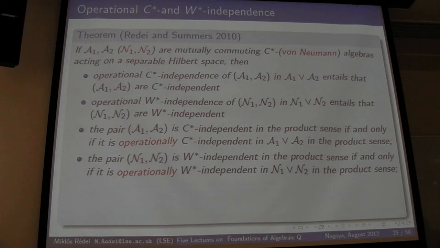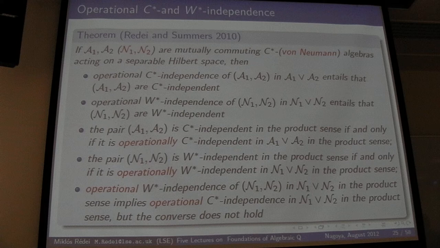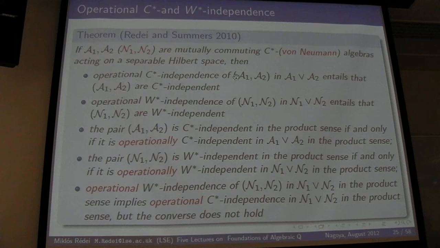Okay. And knowing how C-star independence and W-star independence relate to each other, we know that operational W-star independence in the product sense entails operational C-star independence in the product sense, but the converse is not true. So this is what is known about the issue. There is a little paper in the International Journal of Theoretical Physics where this can be read about.